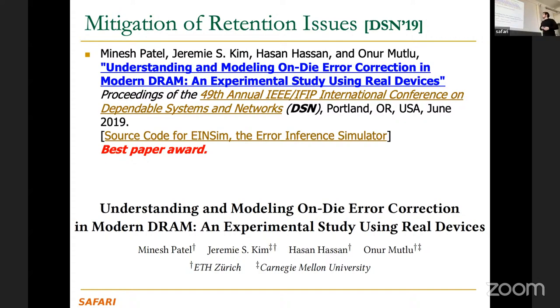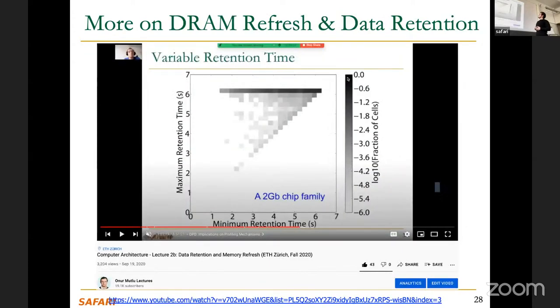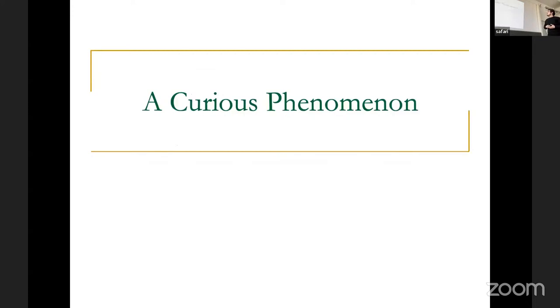And we have also dealt with the ECC inside DRAM chips, and we discussed how to do retention time profiling in the presence of ECC in these papers. Okay, if you are interested in this, I refer you to this talk of Professor Mutlu on data retention and memory refresh. But otherwise, I'll go back to RowHammer.